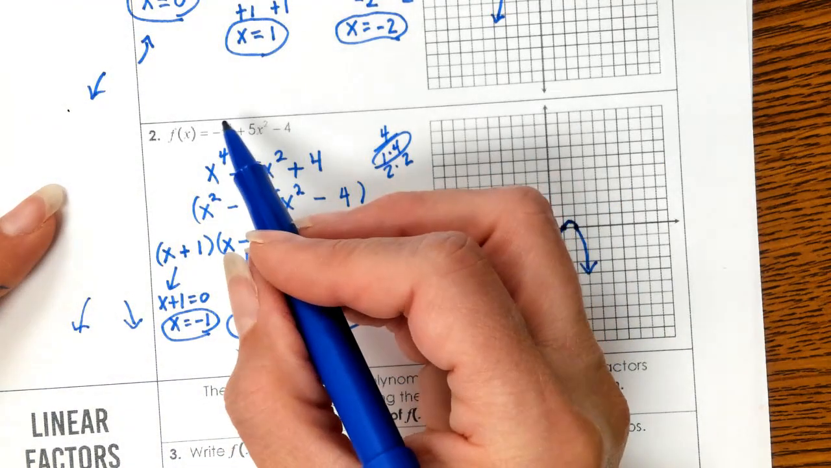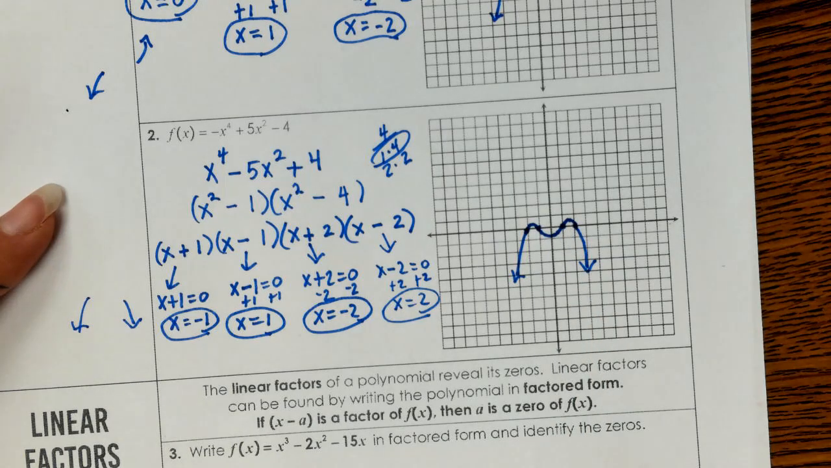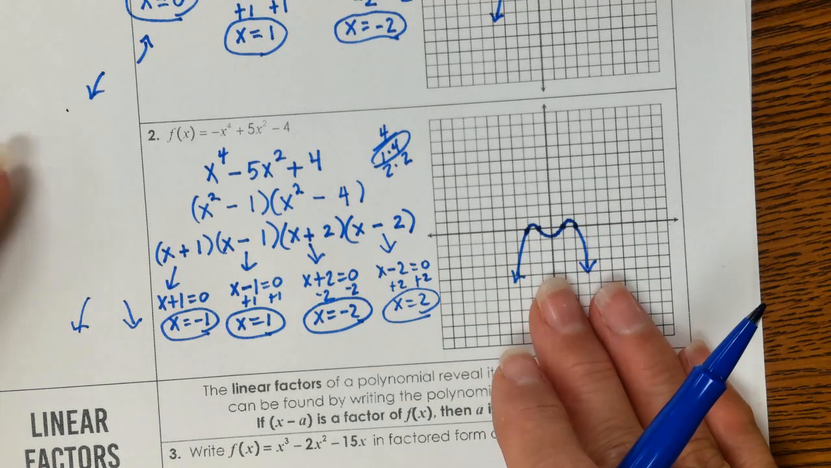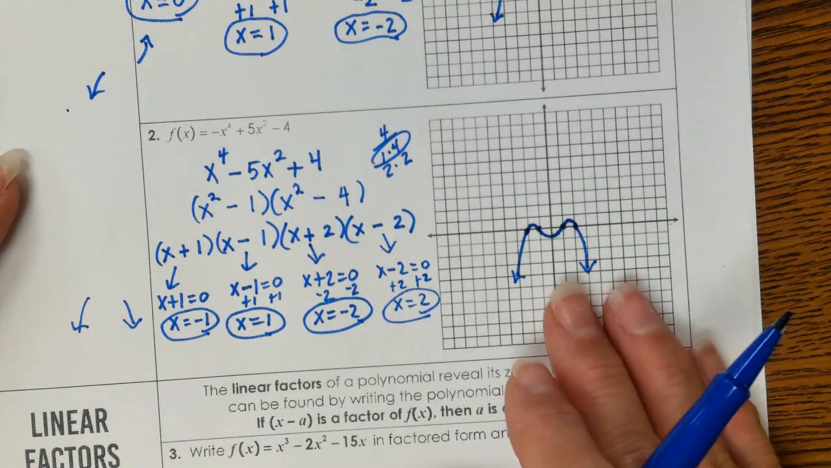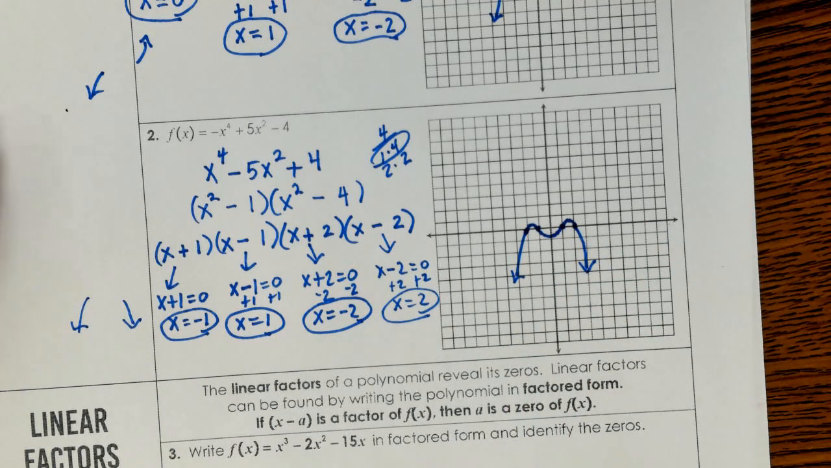Remember that it had a power of 4, so it could have 3 turns. This one should, I believe, have 3 turns. Now, this is not precise. I don't really know my max and mins because I did not compute them, but I have an idea of what this graph looks like even before I use my calculator to find max and mins.